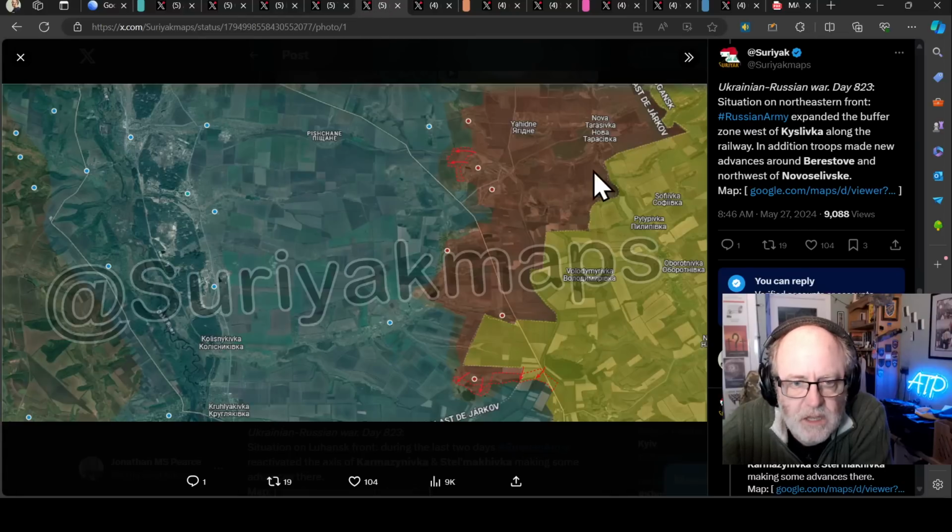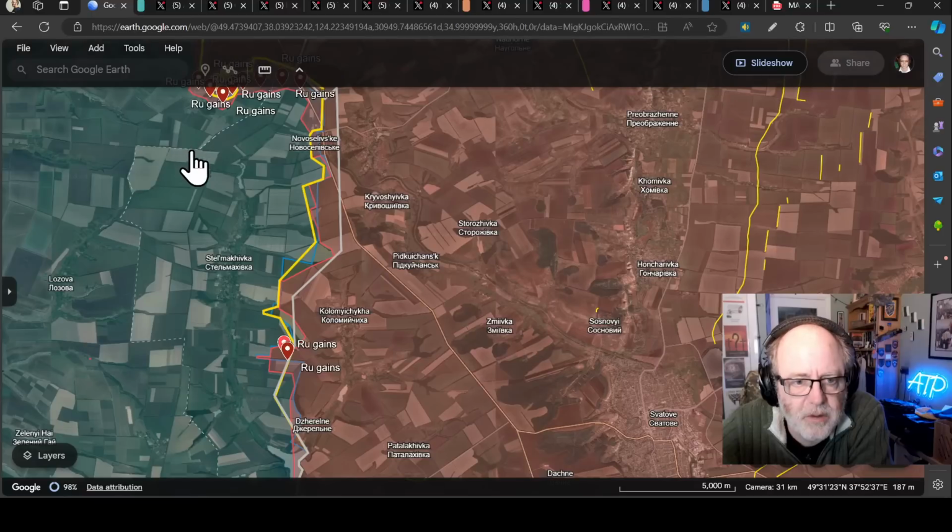In fact, we can see here on the Suriyak Maps that the Russians have expanded their buffer zone west of Kislivka along the railway. In addition, troops made new advances around Berestova and northwest of Novosibirsk. So that is in a number of places.